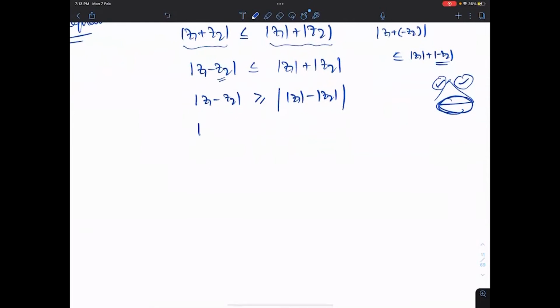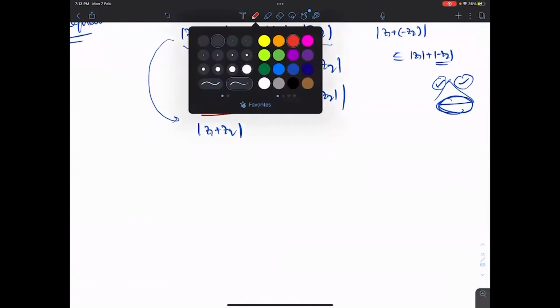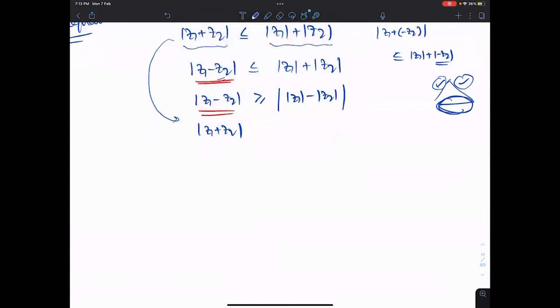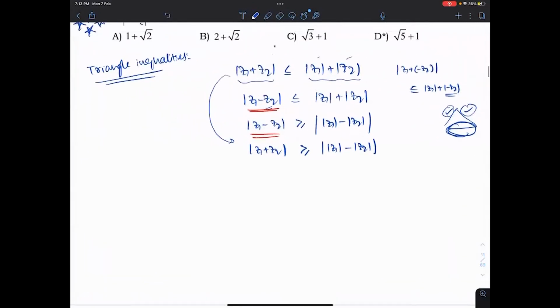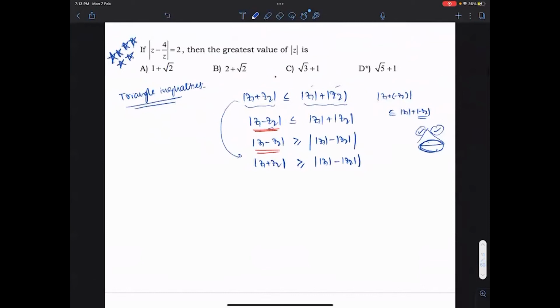Okay. And last but not least, mod of Z1 plus Z2. Again, same. For Z1 minus Z2, we have used the sum as well as the difference. No? Sum of two sides, difference between the sides. Same way, for mod Z1 plus Z2, it is always greater than or equal to the difference between the sides, mod Z1 minus mod Z2. So total 4 inequalities are there. Okay. That's all. This question is that only.